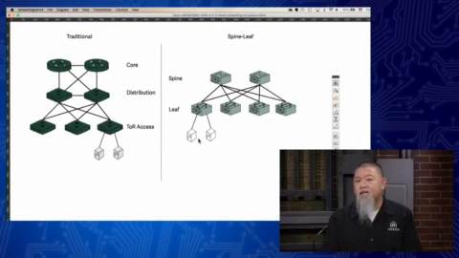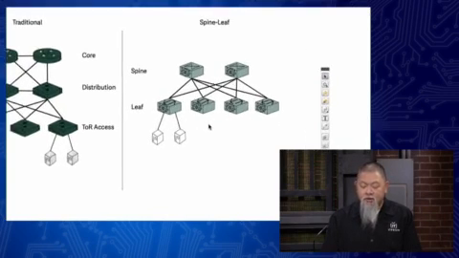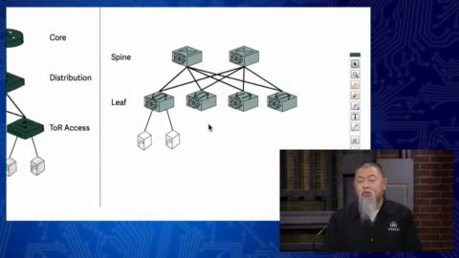So the way that ACI says things should be structured in terms of a topology is what they call the spine leaf topology. These devices themselves can be identical devices. They're not two different models. You can do that. But let's take, for example, the ones that we're talking about here.